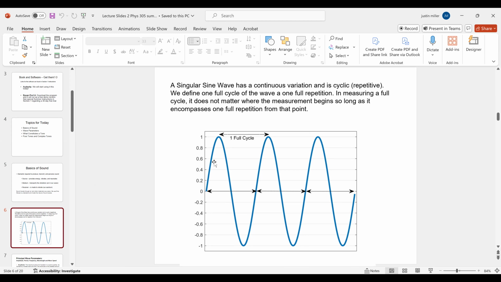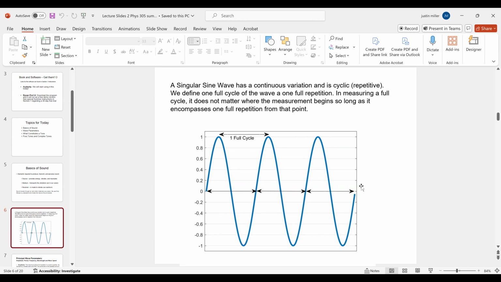So if we look at this sine wave right here, we should be able to count how many individual cycles there are, given that we can count out the repetitions. We've got one repetition, and then it does it again, there's two, and then there's three. So this is three full cycles of the wave that is shown.